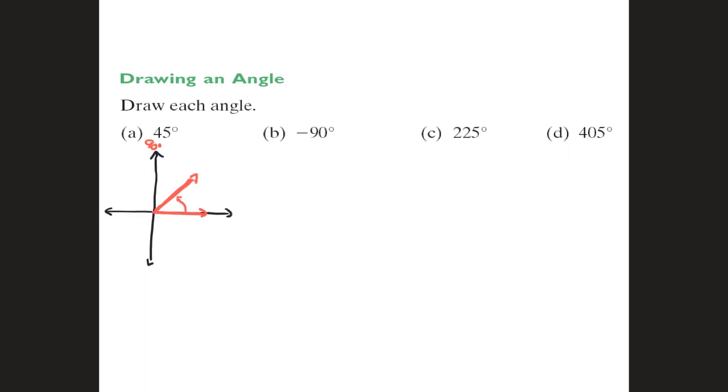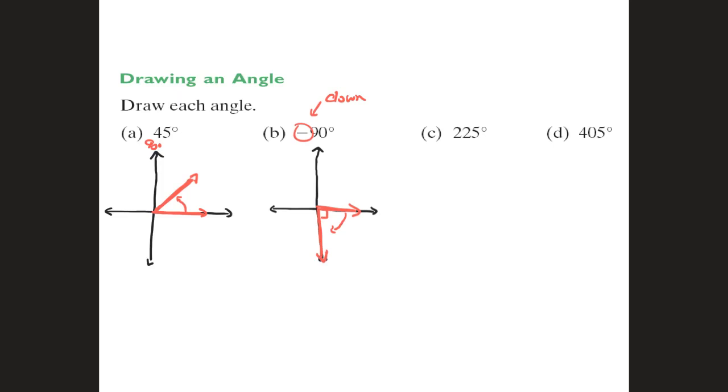If I wanted to do a negative 90-degree angle, I'm going to start my angle on the positive x-axis, and because it's negative, this means I'm going to rotate down first. Again, I want to form a 90-degree angle, so I want my angle measurement to be rotating down, making a perfect right angle, so I'm going to go down to the negative y-axis.